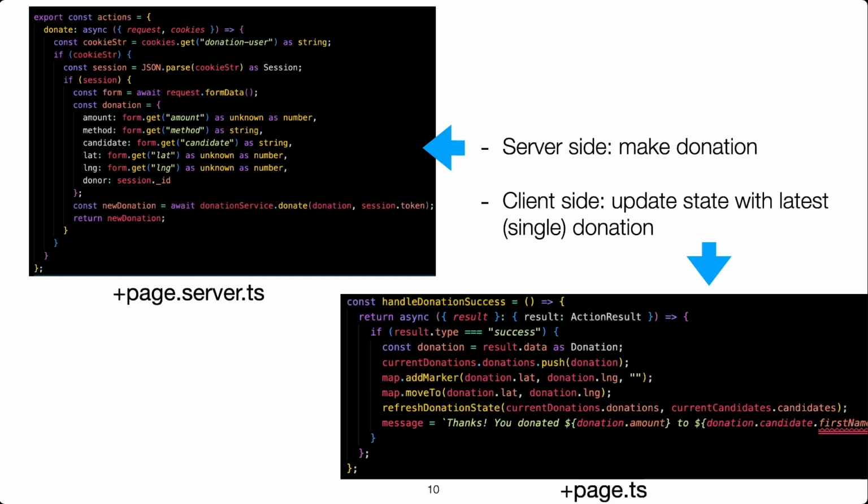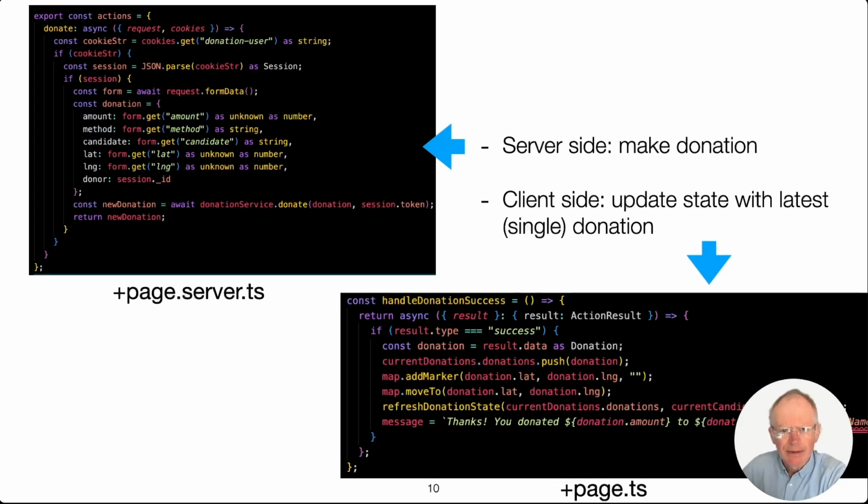So this is the overall result then. Server side, make a donation. Client side, update the state with the latest single donation via the enhance function. The lab will go through this in detail, and you'll get a chance to see it in action. It takes a little bit of time to get your head around it, particularly the use of the enhance function here. But this means that our application will be quite seamless in terms of its behavior.